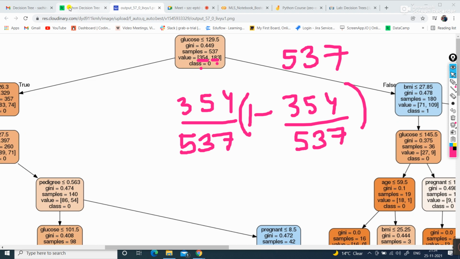One second, let me look at this again. Value 354, which is the value for the glucose. That's not the total sample. So 354 is the value.